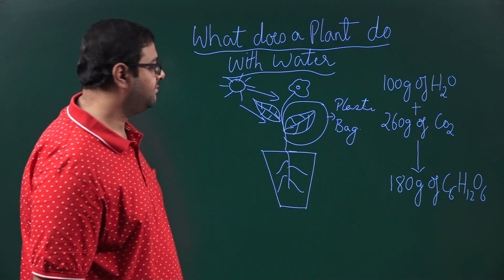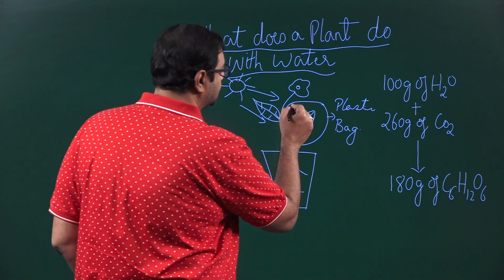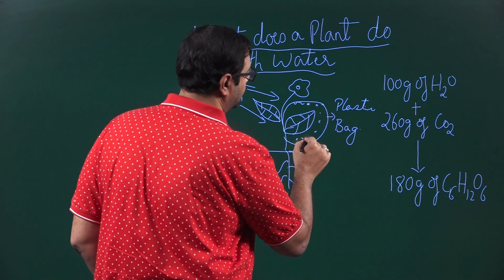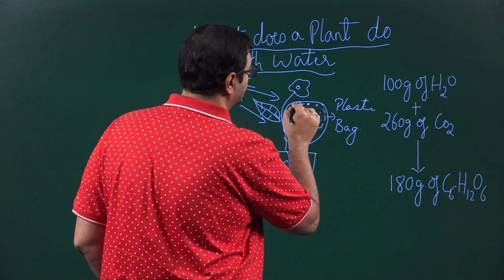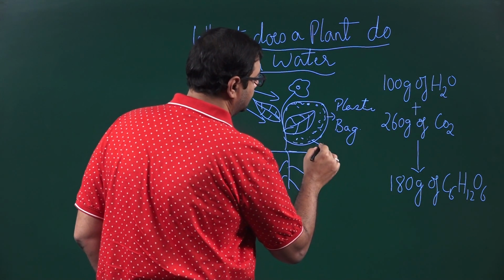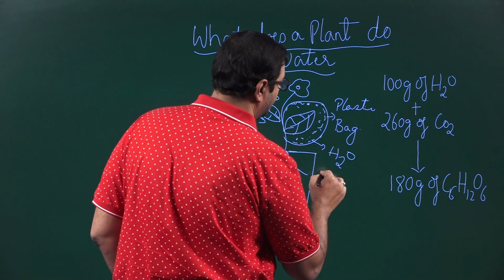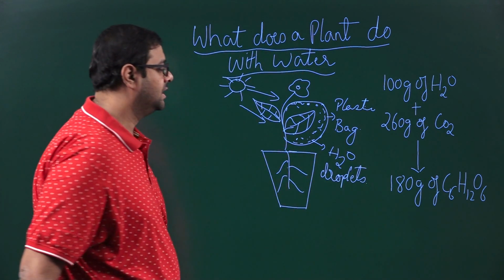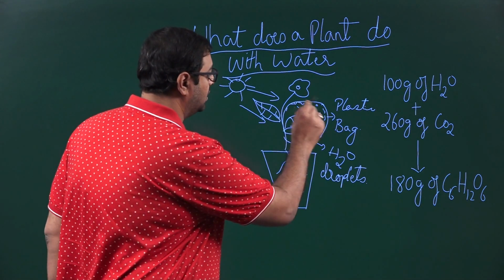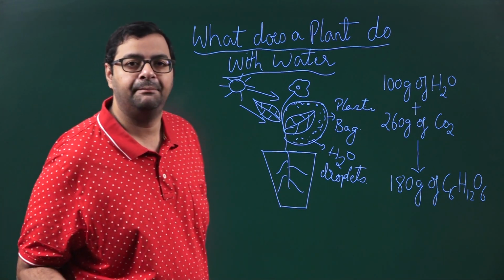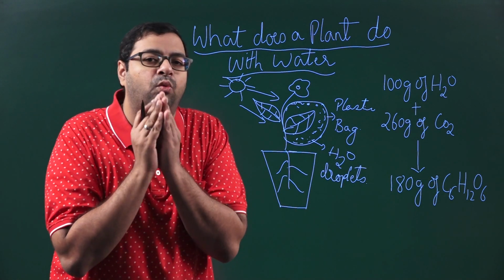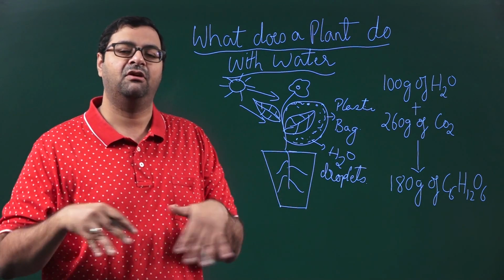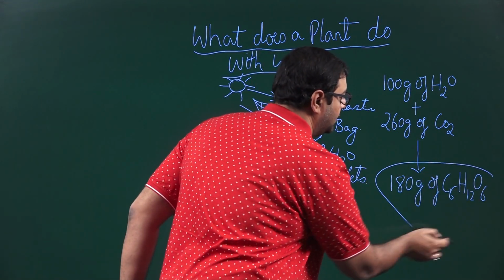After some time you might see small droplets of water accumulated on the walls of the plastic bag. These are water droplets. Now what has happened here? Whatever water the plant had to utilize, it has utilized itself for the production of the carbohydrate.